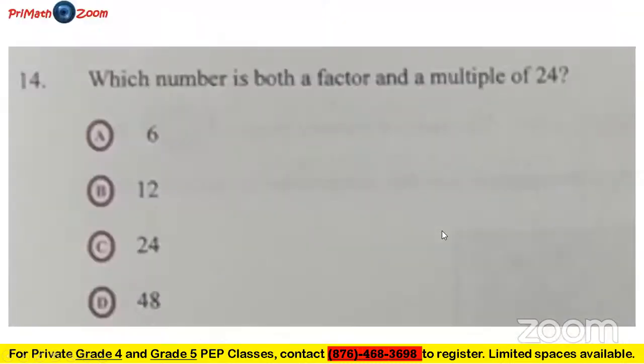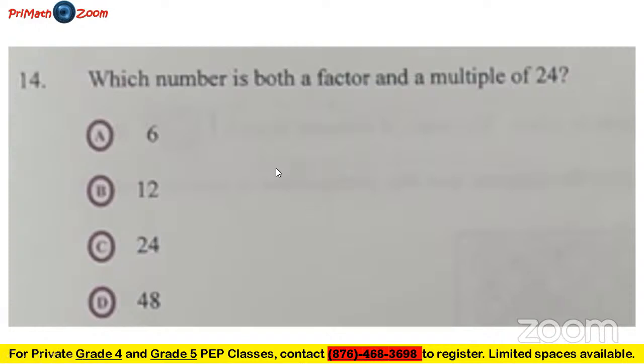Let's look at number 14. Which number is both a factor and a multiple of 24? So we need to know what a factor is and what a multiple is. Factors are numbers you multiply to get a product, while a multiple is what you get when you keep multiplying a number by a whole number; the products you get are the multiples. So we can look at it like that.